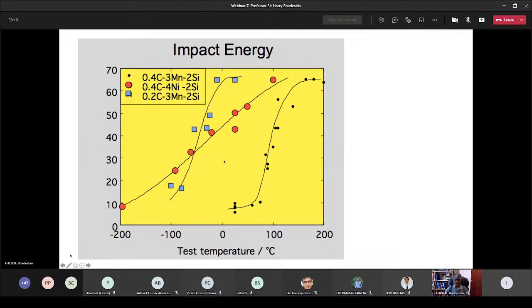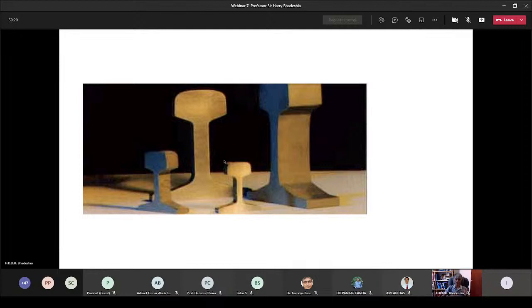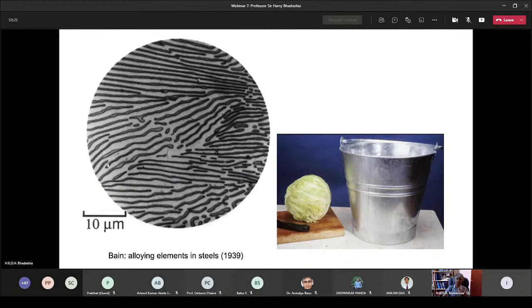So let's now think about applying this to a real component. These are sections of rail steels, large and small sections, and traditionally they are made from pearlite, okay?